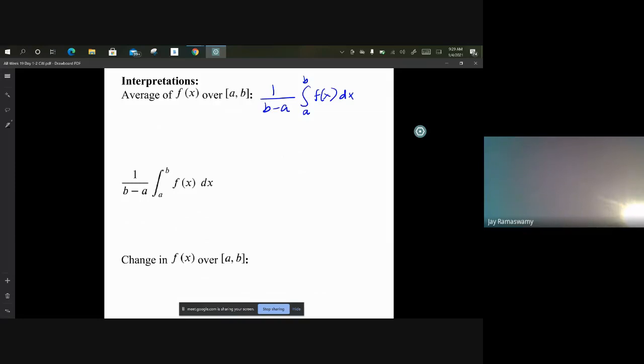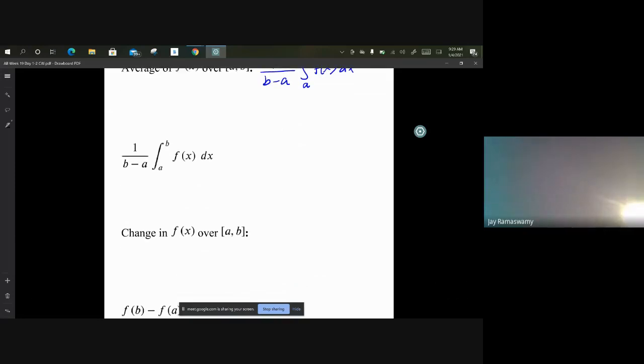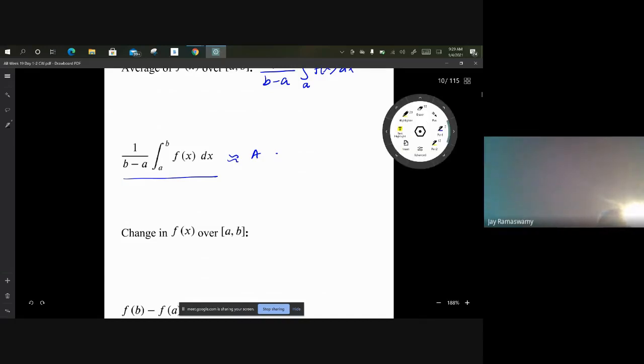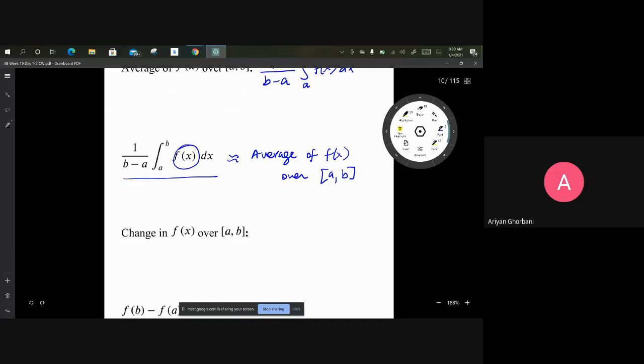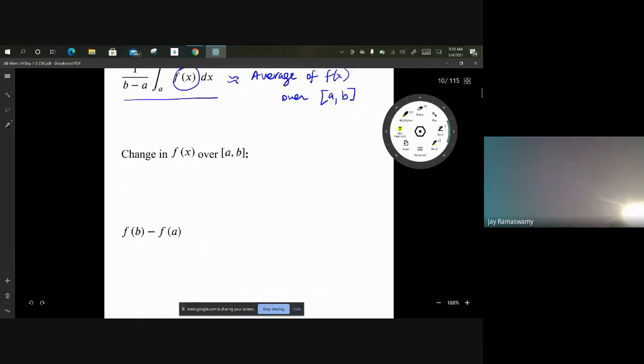Now we're doing backwards. Copy it on the expression. If you see this expression, that should just remind you of what are we finding? Average. The average of f of x over a to b, the interval a to b. So I'm doing interpretations. If you see that expression, you need to say, hey, that's the average of f of x. This is that function, nothing more, from a to b. Okay, now you're learning something brand new.